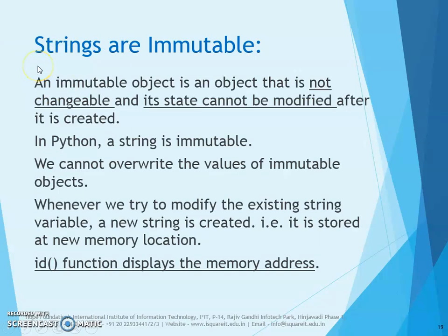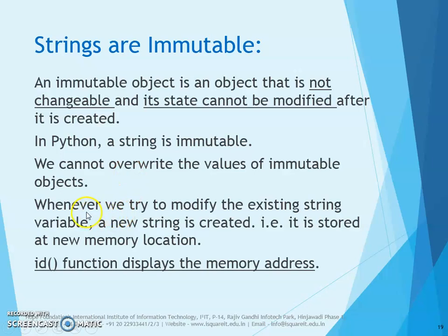The next point is that strings are immutable. So what is immutable? An immutable object is an object that is not changeable, and its state cannot be modified once it is created. It means we cannot change the value stored in it. Strings in Python are immutable. We cannot override the values of these objects. We cannot override the value of a string once it is assigned to a variable.